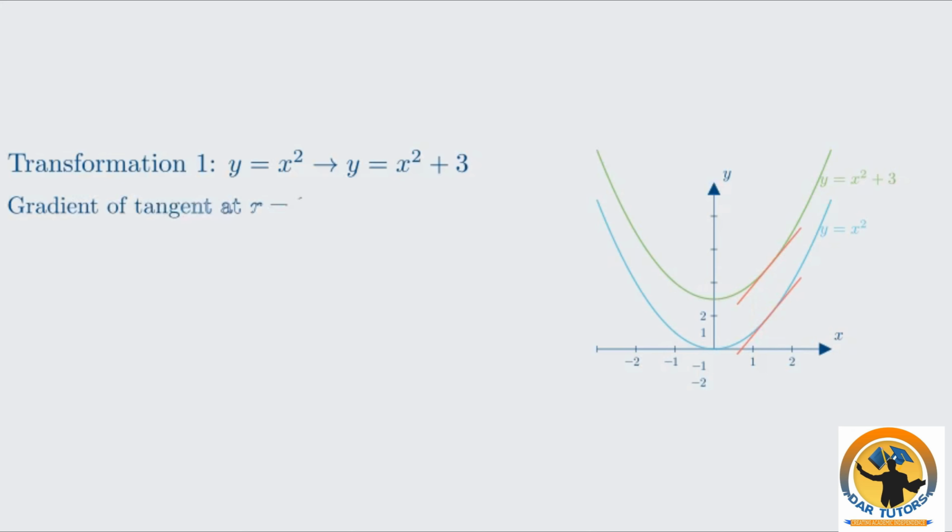Has the gradient of the tangent changed? Visually, the slope of the tangent line at any x value appears to be the same for both curves. The derivative of y equals x squared is 2x. What do you think the derivative of y equals x squared plus 3 is? It's also 2x. This suggests that adding a constant to a function does not change its derivative.